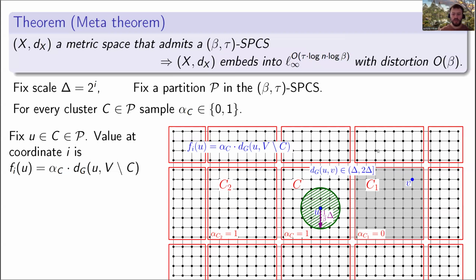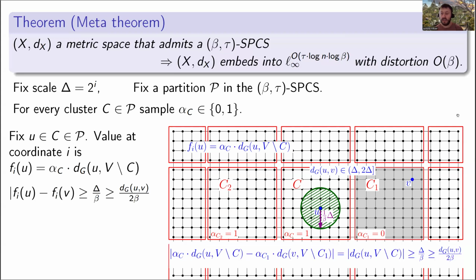And now let's suppose that we've been lucky and we sample this alpha such that the cluster of u gets value alpha 1, while the cluster of v is nullified. So now in the coordinate of this cluster, we'll get some non-trivial contribution. Indeed, the value of u will be at least delta over beta times 1, while the value of v will be 0. And overall, we'll get delta over beta, which is about beta fraction of the real distance. So we get some non-trivial contribution.